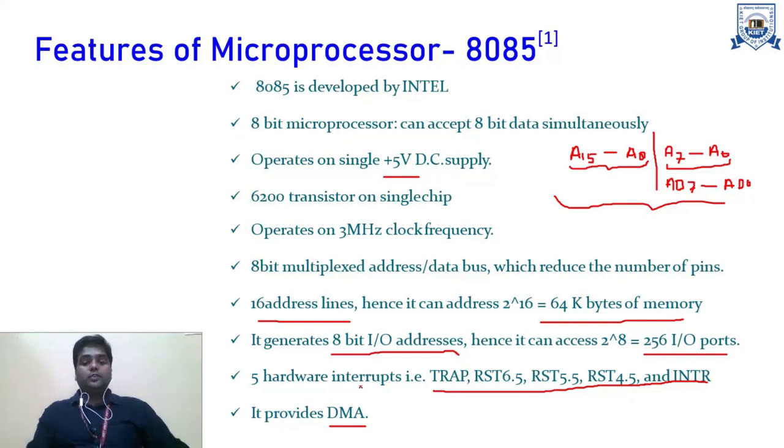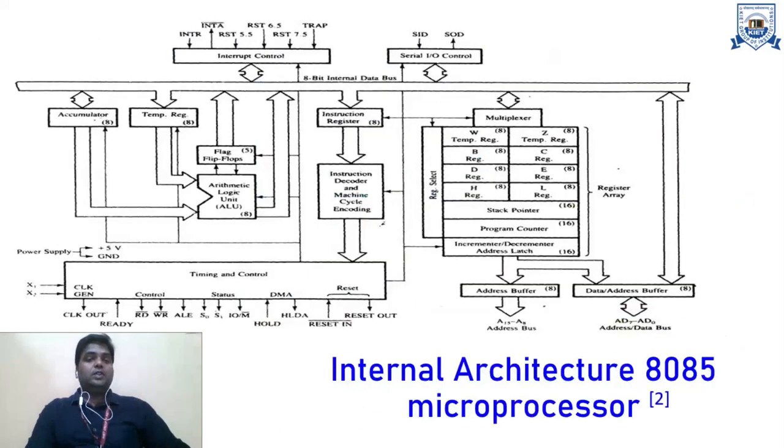Now we are moving towards the internal architecture of 8085 microprocessor. So this is the internal architecture of 8085 microprocessor. What do you mean by internal architecture? That means how the internal working is performed by this particular microprocessor. What do you mean by internal working? Internal working means how data is transferred from one location to another location, and what control signals are generated. When we study that, it is known as the internal architecture of 8085 microprocessor.